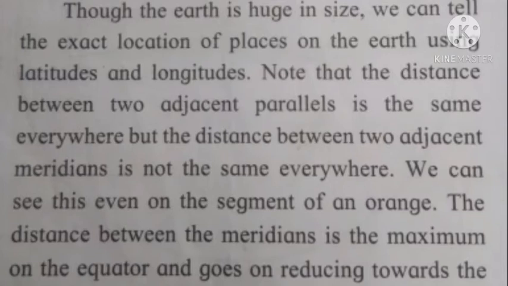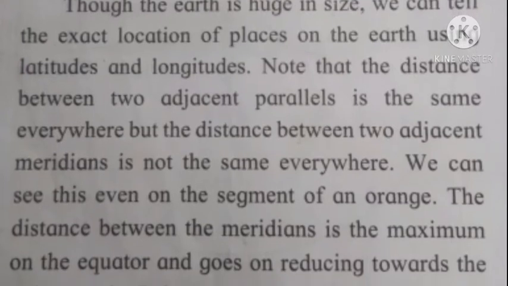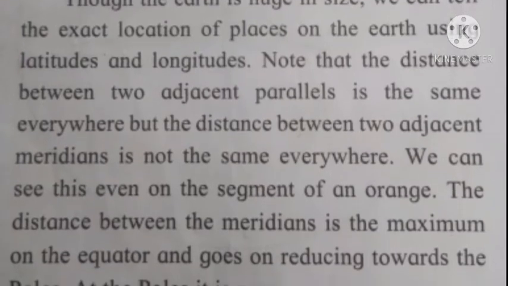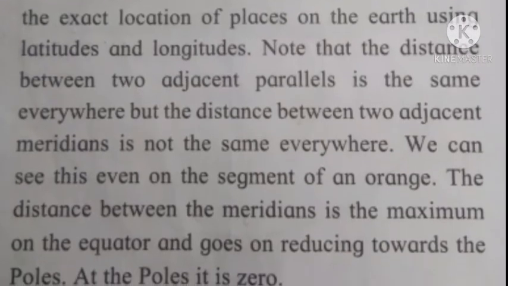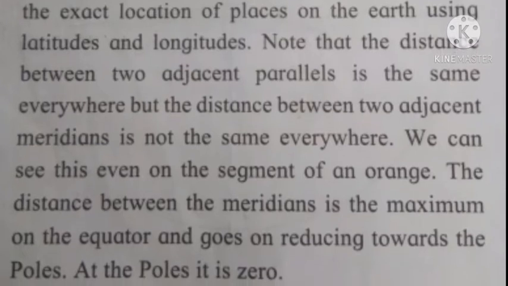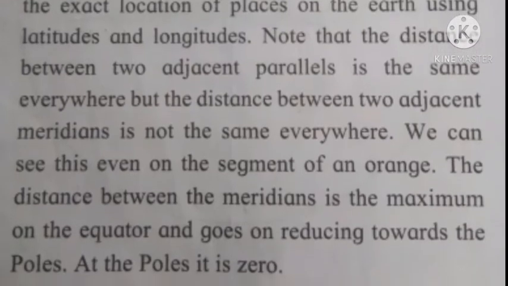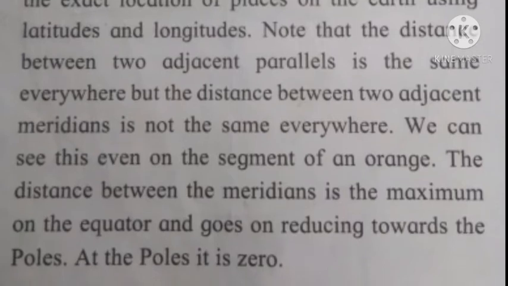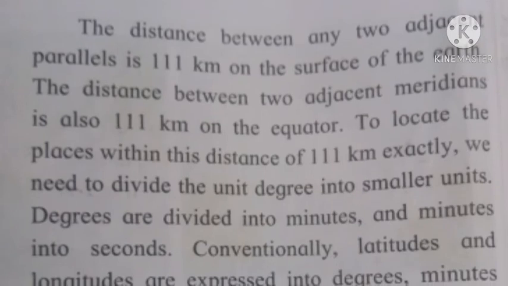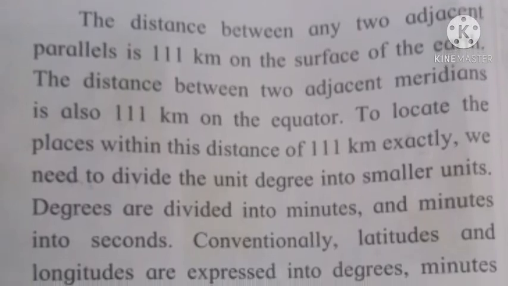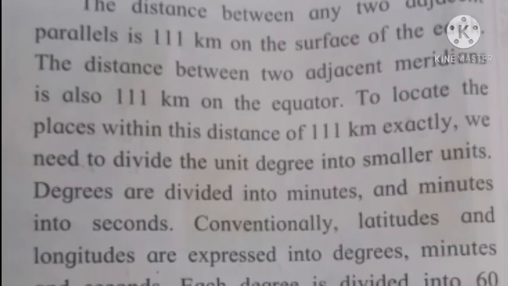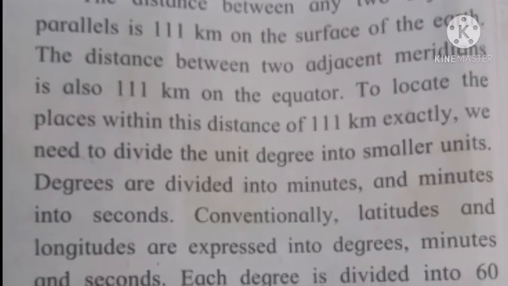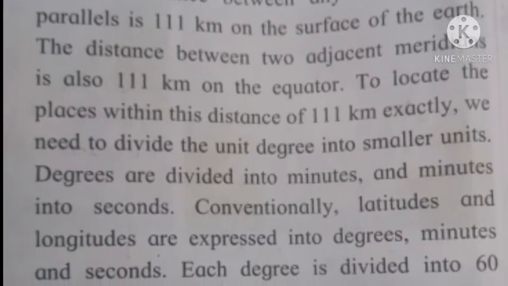Note that the distance between two adjacent parallels is the same everywhere, but the distance between two adjacent meridians is not the same everywhere. You can see this even on the segments of an orange. The distance between the meridians is the maximum on the equator and goes on reducing towards the poles. At the poles, it is 0. The distance between any two adjacent parallels is 111 kilometers on the surface of the earth. The distance between two adjacent meridians is also 111 kilometers on the equator.